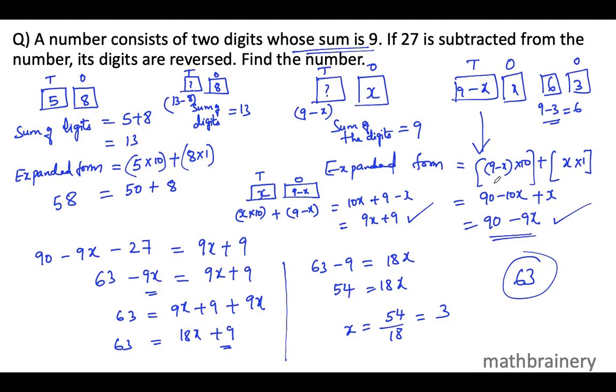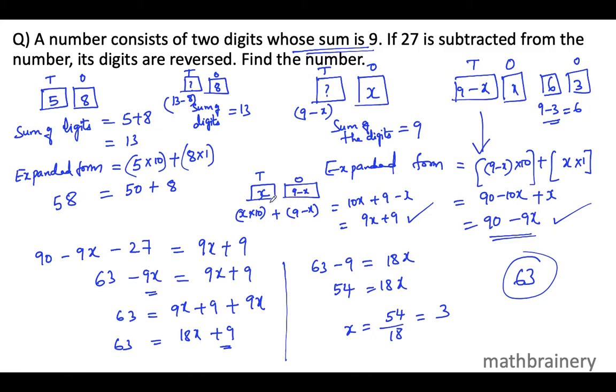It must be 9 minus x into 10 plus x into 1. When we simplify this, we get 90 minus 9x. What is given? If 27 is subtracted from the number, that is, we take 90 minus 9x and we are subtracting 27 from this, then the digits of the number are reversed. Now when we are reversing the digits of this number 9 minus x and x, we get x and 9 minus x. Now again we need to consider the expanded form of this 2-digit number.